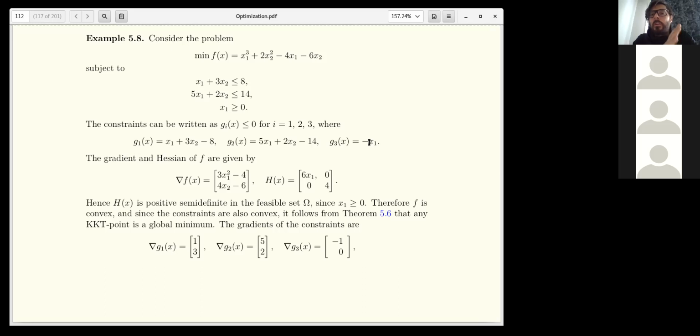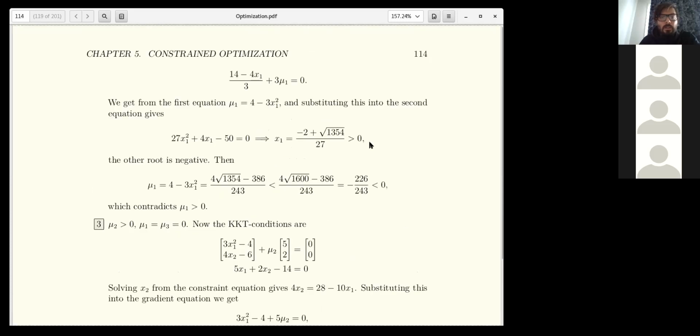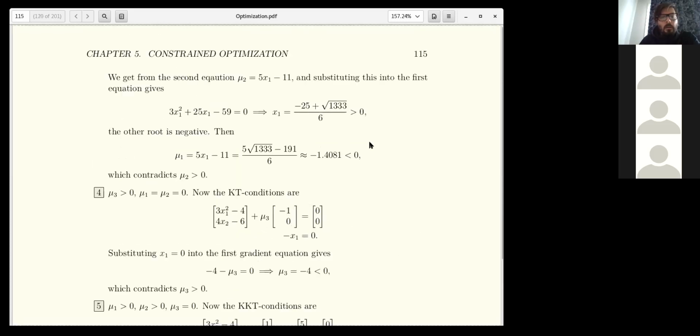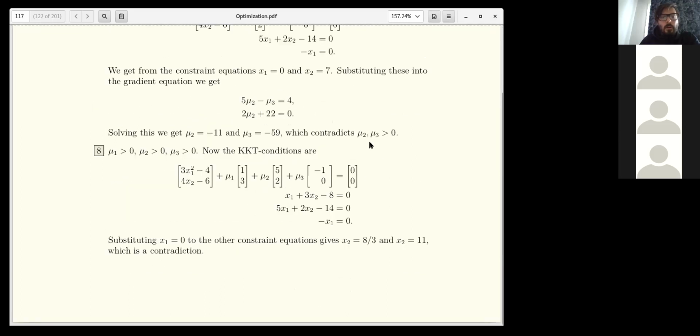Don't worry, we will rehearse this in the exercises. This week's exercise has a KKT point solution, so we will be looking at that very closely. Okay, so there were 8 cases, only one of them was feasible.